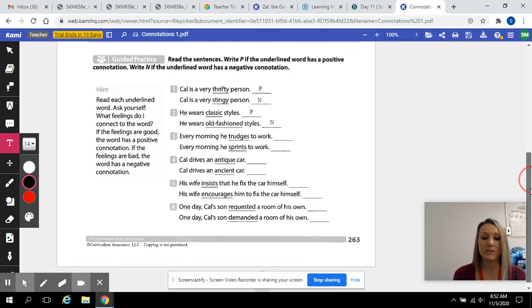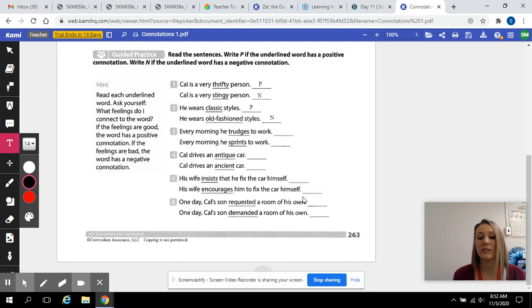So what you need to do is just write positive or negative connotation on each line. If you need help, just message me on Schoology.